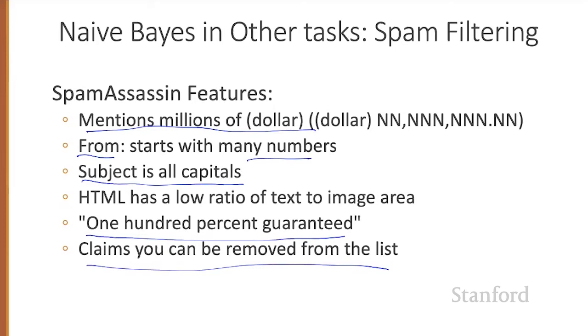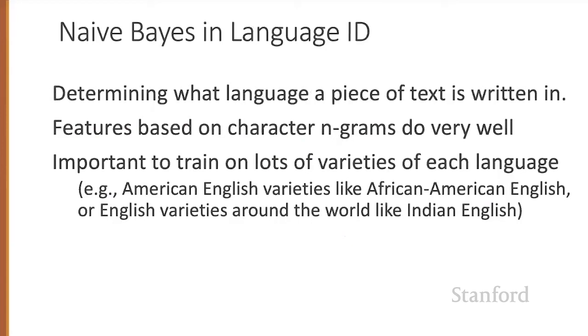and we can build a naive Bayes classifier with features like this. Naive Bayes can also be used for language identification. So that's the task of determining what language a piece of text is written in, and it's a very important pre-processing step. And it turns out that features based on character n-grams do very well for this task. So certain kinds of character n-grams are very distinctive for certain languages. It is important to train on different varieties of each language. So for example, for English, you want to make sure you train on American English varieties like African American English, or English varieties around the world like Indian English.